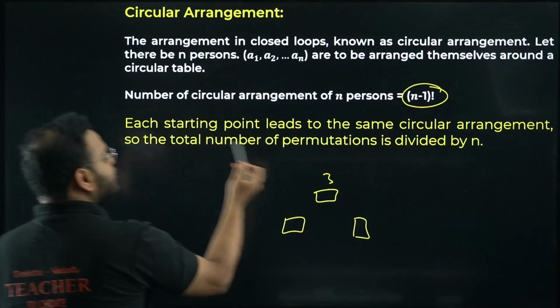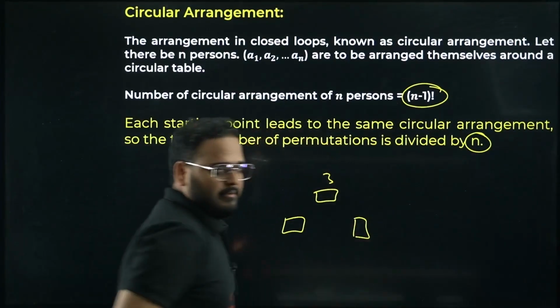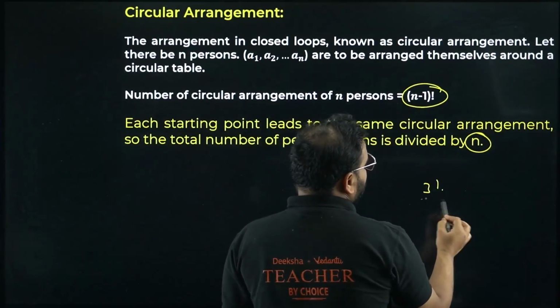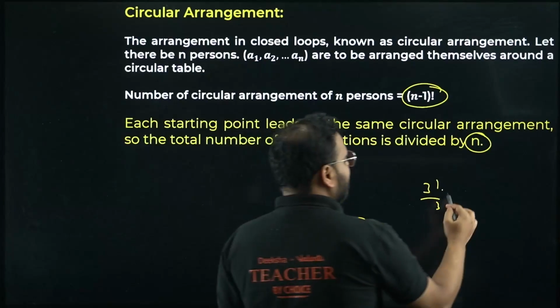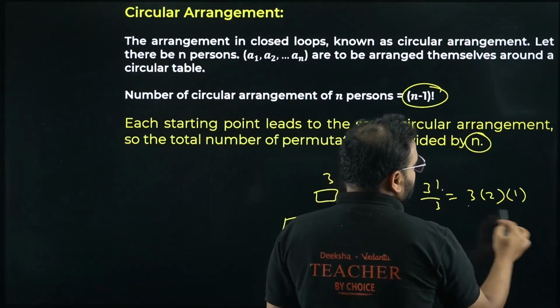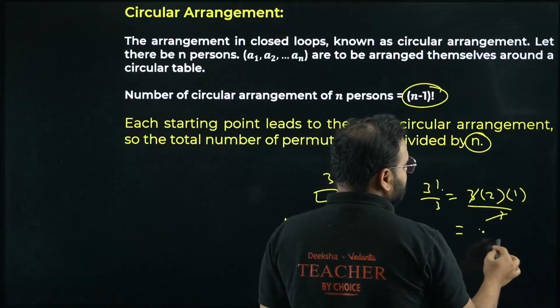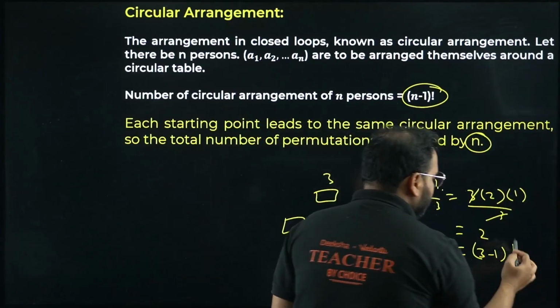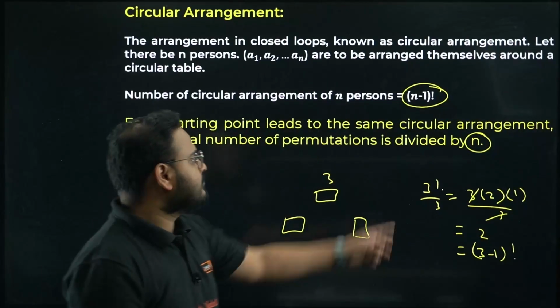Then we have to divide the total by the value n, think about it. So I have here 3 factorial divided by 3. What am I going to get? Have a look. 3 times 2 times 1 by 3. 3 and 3 are cancelled. What I get is simply 2. And I can write this 2 as simply 3 minus 1 factorial, right? Correct, no? The same thing is written over here.